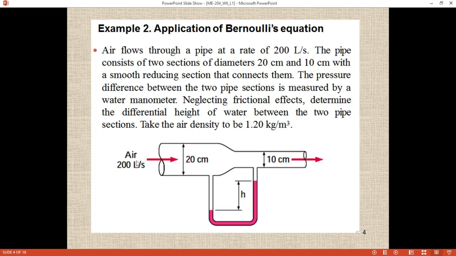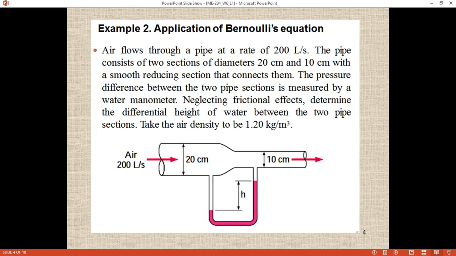So here the flowing fluid is air, and there are no frictional effects. That means the total energy at point 1 is equal to the total energy at point 2. This is the ideal fluid condition, so we can apply the Bernoulli equation.